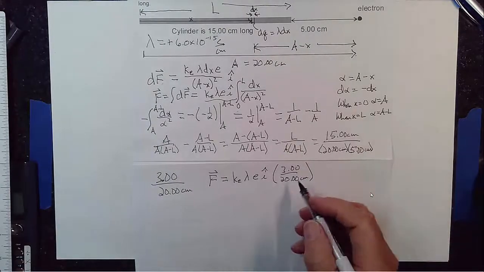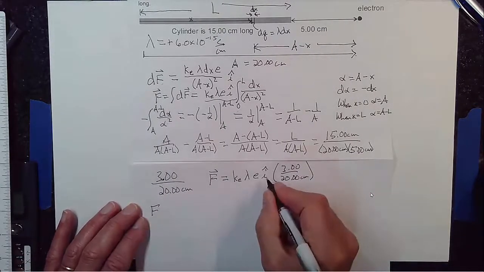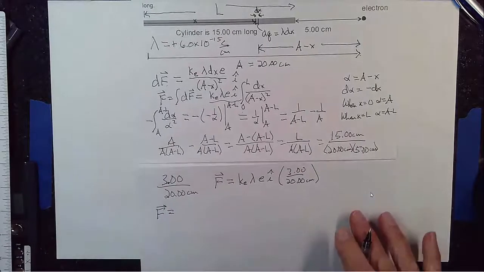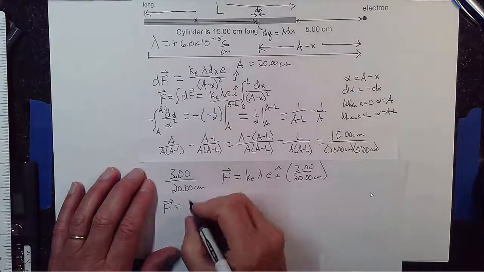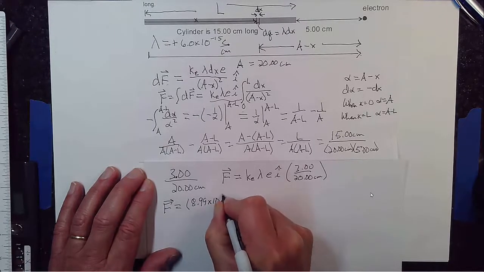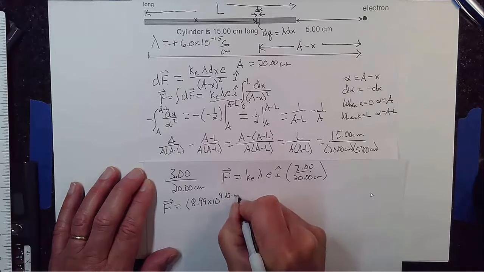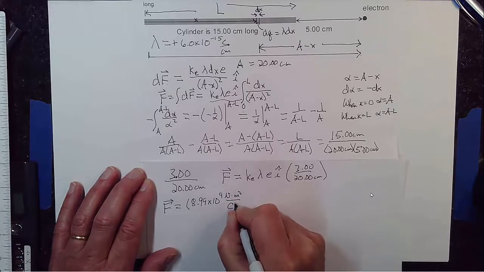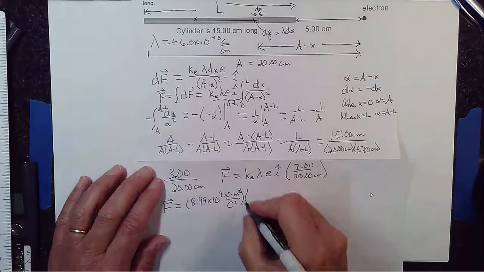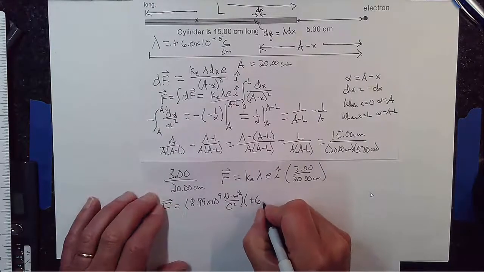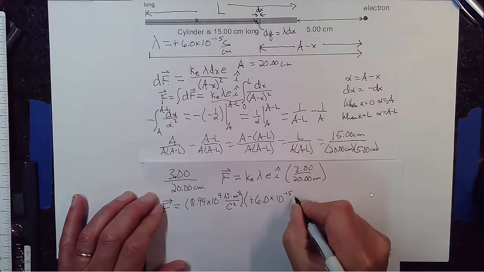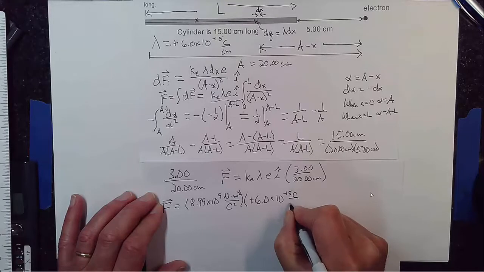Time to plug in the numbers. And I'm going to remove this I hat out to the end here. So the force on the electron will be K sub e, which is 8.99 times 10 to the 9th newton meters squared per coulomb squared, times lambda, which is plus 6.0 times 10 to the minus 15th coulombs per centimeter.